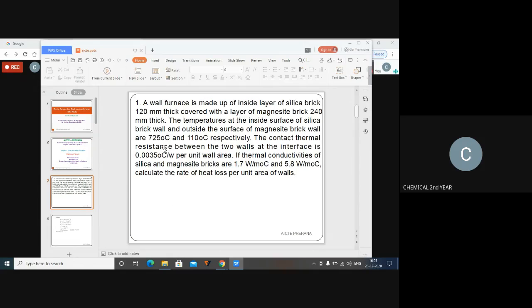A wall furnace is made up of an inside layer of silica brick 120 mm thick covered with a layer of magnesite brick 240 mm thick. The temperatures at the inside surface of the silica brick wall and the outside surface of the magnesite brick wall are 725 degrees Celsius and 110 degrees Celsius. The contact thermal resistance between the two walls at the interface is 0.0035 degrees Celsius per watt per unit wall area. If the thermal conductivities of silica and magnesite bricks are 1.7 watt per meter degree Celsius and 5.8 watt per meter degree Celsius, calculate the rate of heat loss per unit area of the walls.